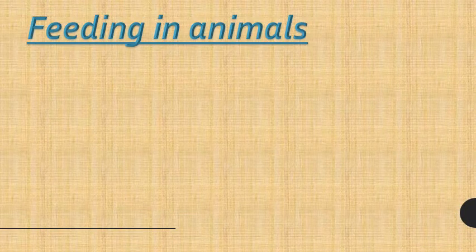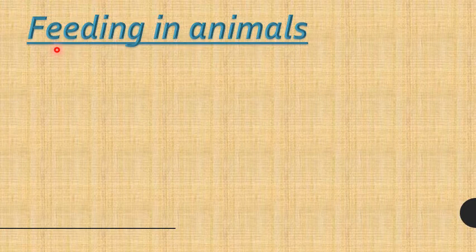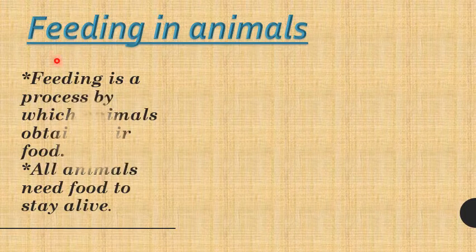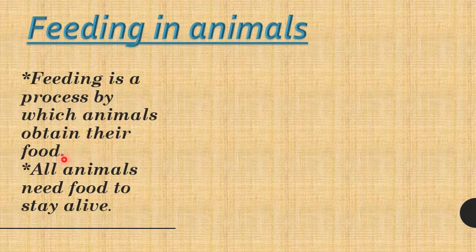So students, here we go with the next important process, that is feeding in animals. Before that, we should know what feeding is. Feeding is one of the important processes of all living creatures. Plants prepare their food in their body, but animals get their food from some source. So simply we can say that feeding is a process by which animals obtain their food.